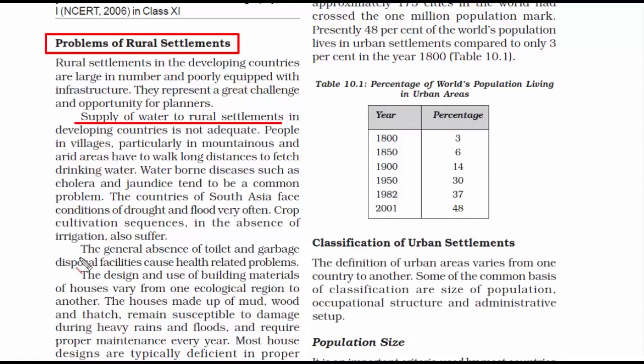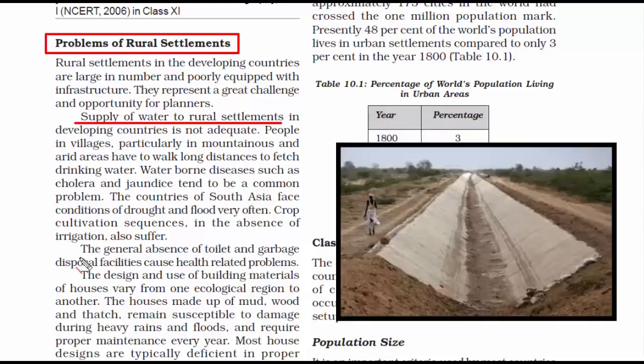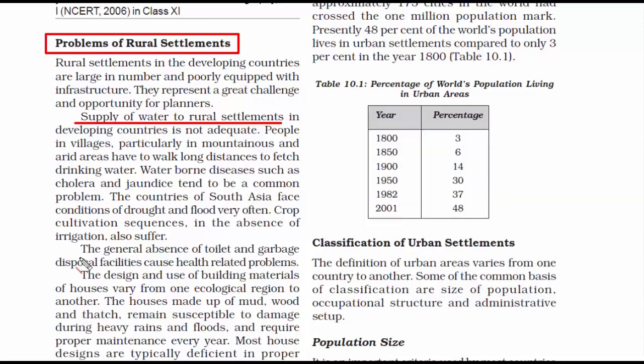That's the condition. Then countries of South Asia suffer from drought and flood conditions. Being closer to the equator, these countries are usually warmer and that creates drought conditions. Rivers dry up, groundwater depletes, so agriculture suffers due to that.